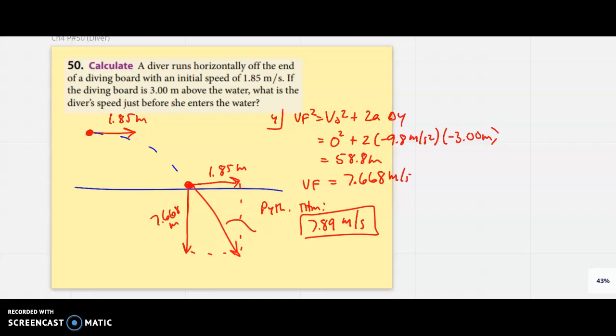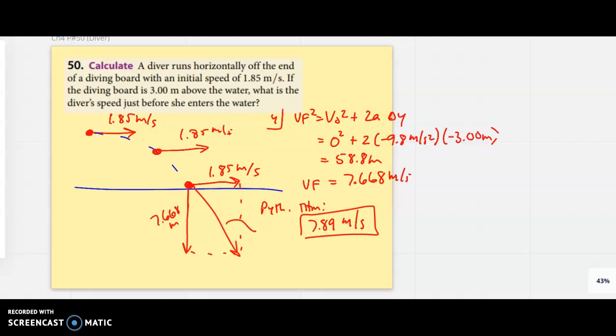Okay, so when she enters the water, she's going to be moving two-dimensionally. She's going to maintain the x velocity that she had the whole time. And so if she had the 1.85 meter per second initial velocity, then she's going to have 1.85 meters per second in the x direction the whole time. Even if it were a spot partway in between, it would still be that 1.85 meters per second.